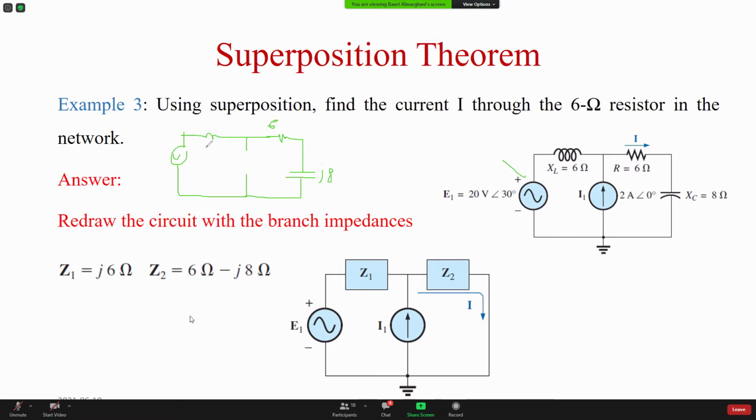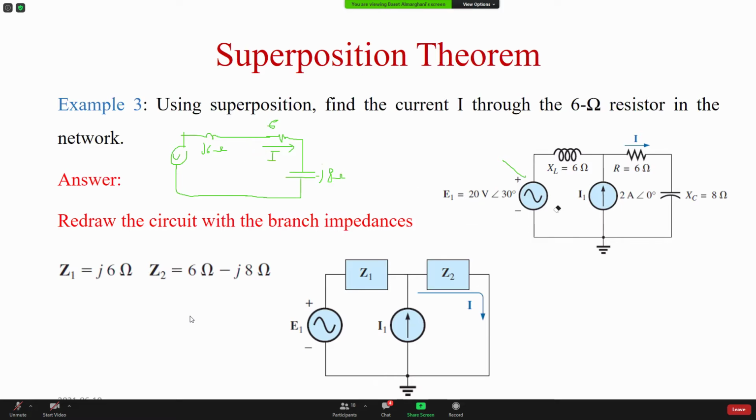6 and J6. This is minus J8. So what we want is the current here. So open a branch. This is a branch. You can remove it. You open a branch here. It's not going to affect your circuit. This is for the current source. When we remove it, we leave an open circuit. So this is not going to affect.